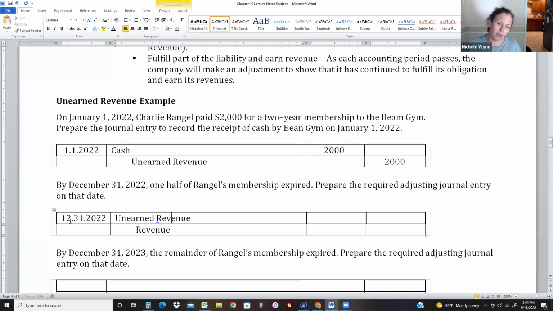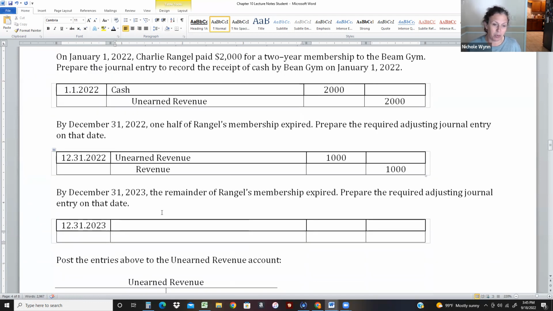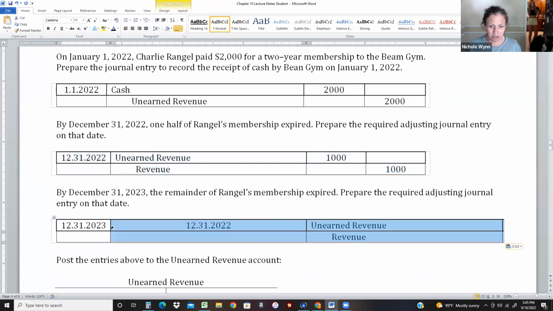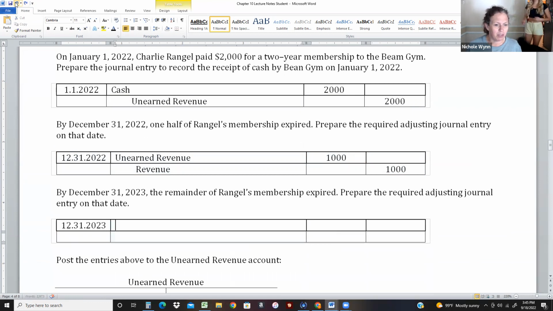Okay, so unearned revenue and revenue. We are reducing the unearned account because now we have earned it. We created a liability here, and then as time passes, we earn the money. So it's 1/2 of it because it was a 2-year membership. Then another year later, on 12/31 of 2023, we will do the exact same entry again.